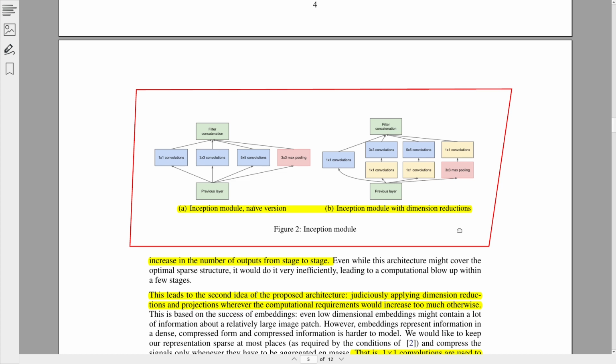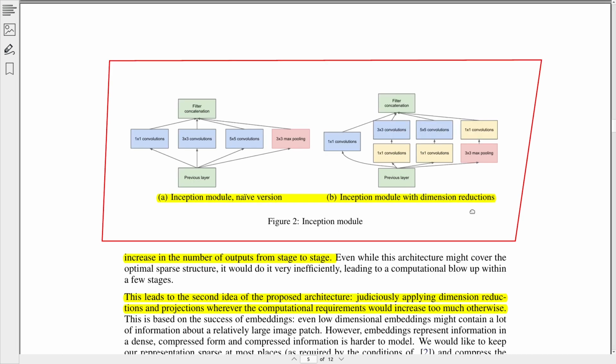The small filters help capture the local details and features, whereas spread out features of higher abstractions are captured by the larger filter. And to these three filters, a max pooling layer of 3 by 3 was also added because historically it has been shown a pooling layer improves the result.